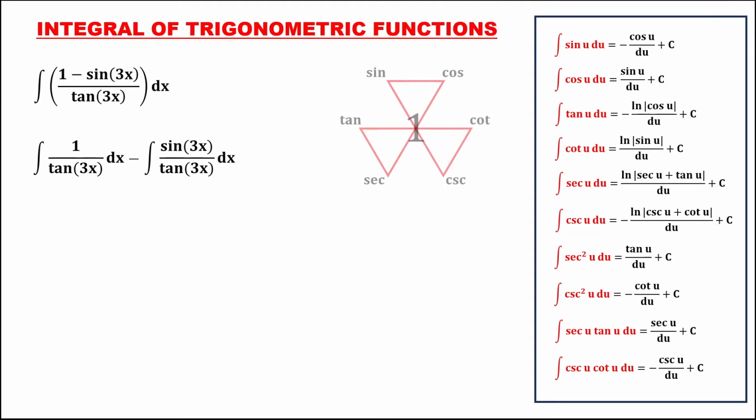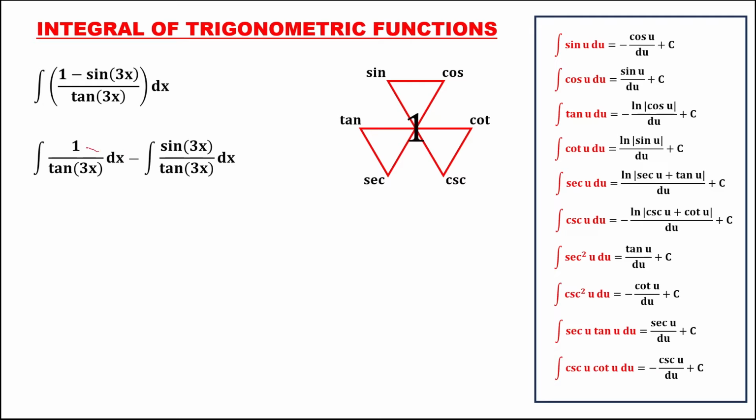Then to check if there is an identity using this figure, take note that the ratio of the two functions, the result, is the function before them. So if we have tangent over secant, the result is the function before them. If we have cosine over cotangent, that's equal to sine. Then for cosecant over secant, that's equal to cotangent. Then if we have tangent over sine, that's equal to secant. So the result is the function before them.